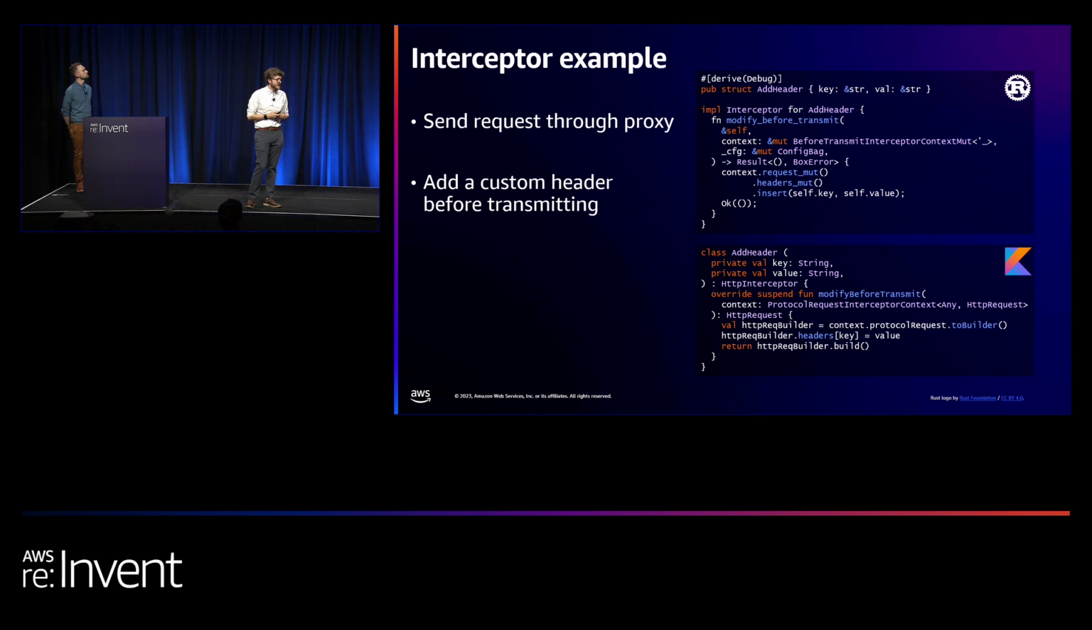On the screen, you'll see an example of interceptors implemented in both Rust and Kotlin. And in both of these cases, we implement an interceptor that plugs into the modify before transmit integration point, gets the request, gets the headers for that request, modifies them, and then forwards that request on to the next stage of the request pipeline.